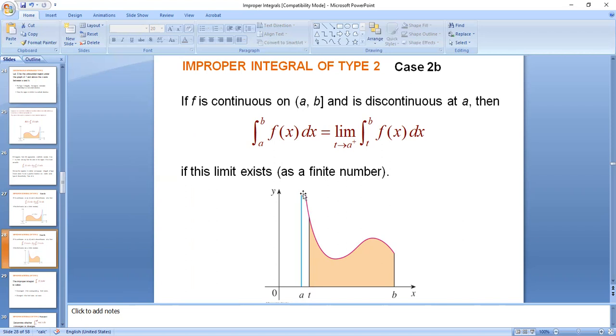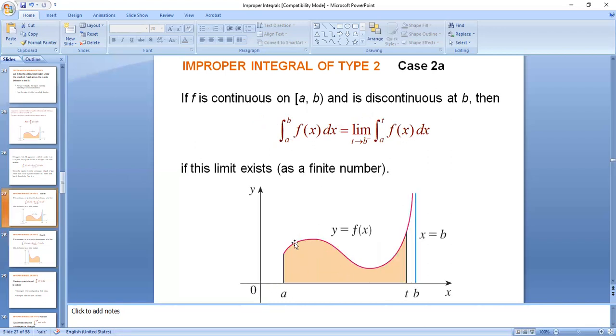The line x equal to a is being approached from the right. We're coming from the right here, and the curve is asymptotic to the line x equal to a, approaching it from the right side. So this time, it's the upper limit that is specified, included in the interval. The lower limit is just being approached, but not included. In the first one, it is the lower limit that is included in the interval, and the upper limit is the value that is being approached.